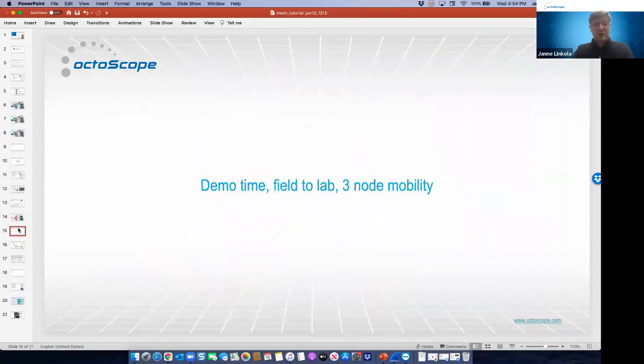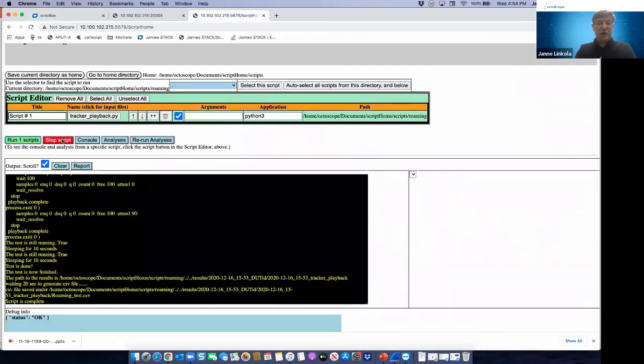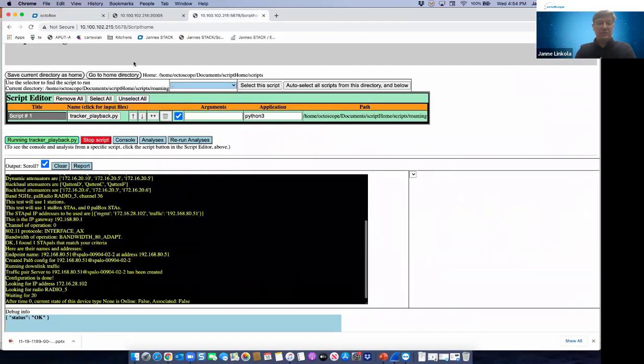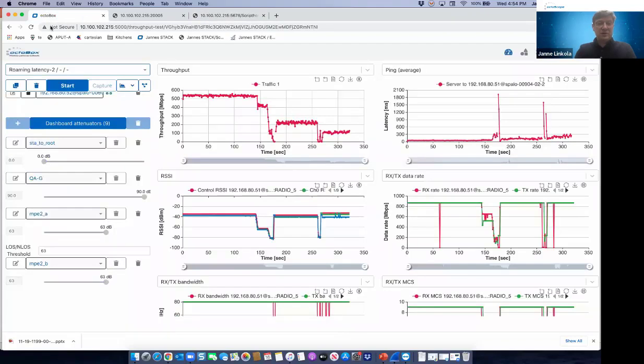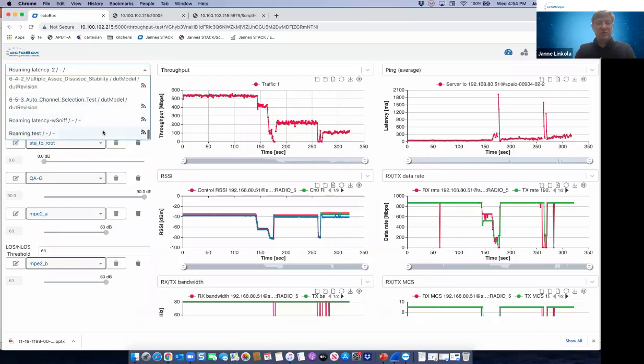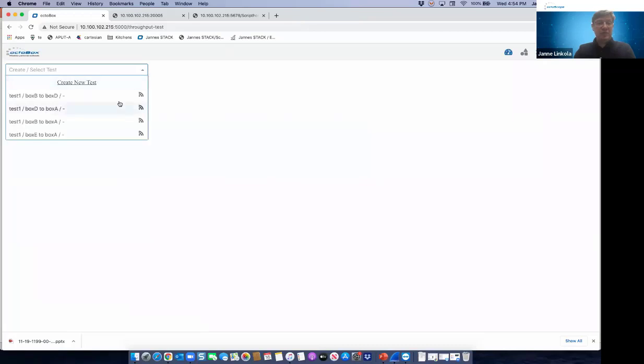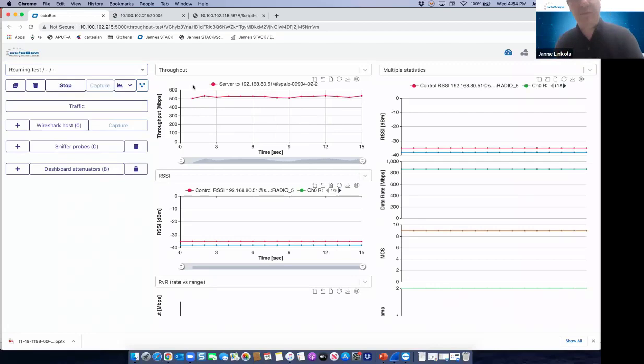So let's look at what running a test like that would look like in the octoScope testbed. I'm going here to our script runner. This is obviously a slightly more complicated test, so I'm not going to be able to do it manually like I did the previous run. But I'm still able to monitor the progress of the test here in real time through the octoScope UI, even though scripts are running the test.